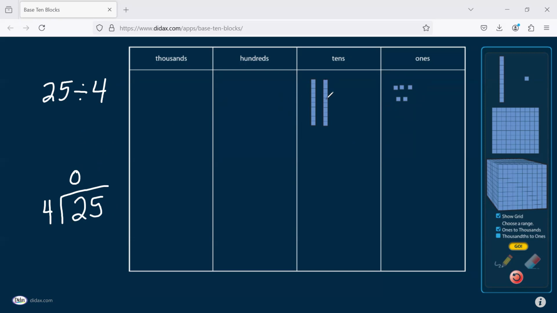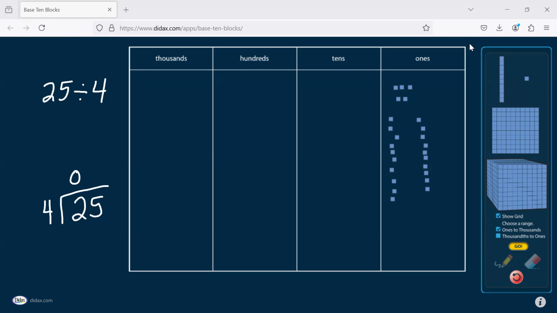So I cannot make 4 groups because I only have 2 of these. So what I then need to do is I'm going to take these and I'm going to break them apart over here. So I'm going to split these apart on this side. So I split these apart. So this is still 10 blocks, but they're split apart. So now we're going to look to make 4 groups. So we need to make 4 groups of them.